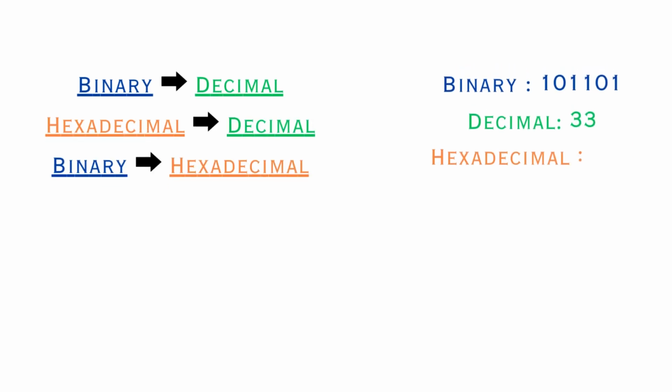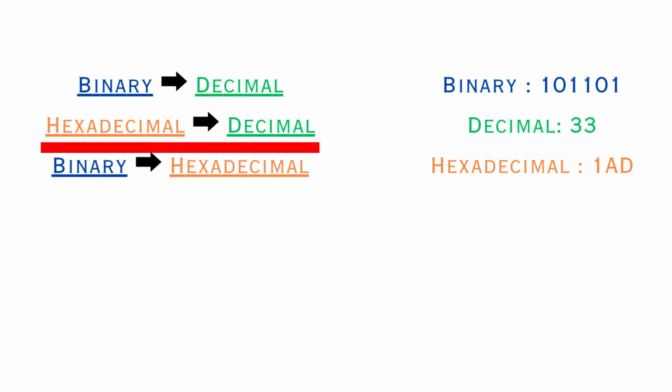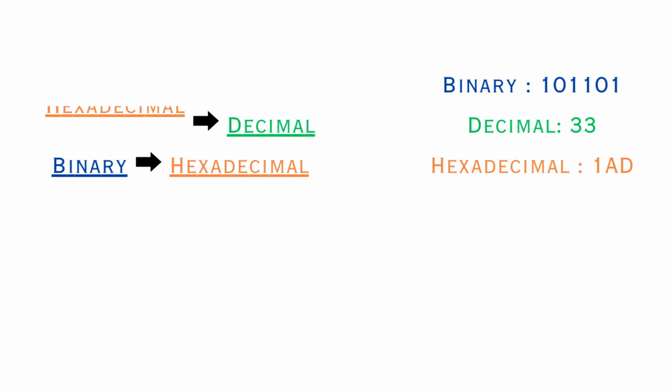Hi, today we will be explaining how to convert binary to decimal, hexadecimal to decimal, decimal to hexadecimal, decimal to binary, binary to hexadecimal, and hexadecimal to binary. Binary is in base 2, from 0 to 1. Decimal is in base 10, from 0 to 9, and hexadecimal is in base 16, from 0 to F.